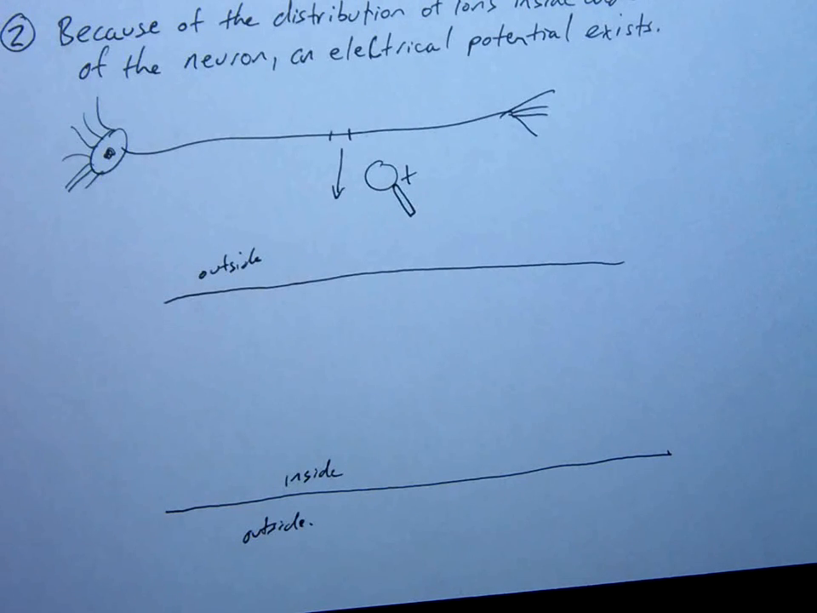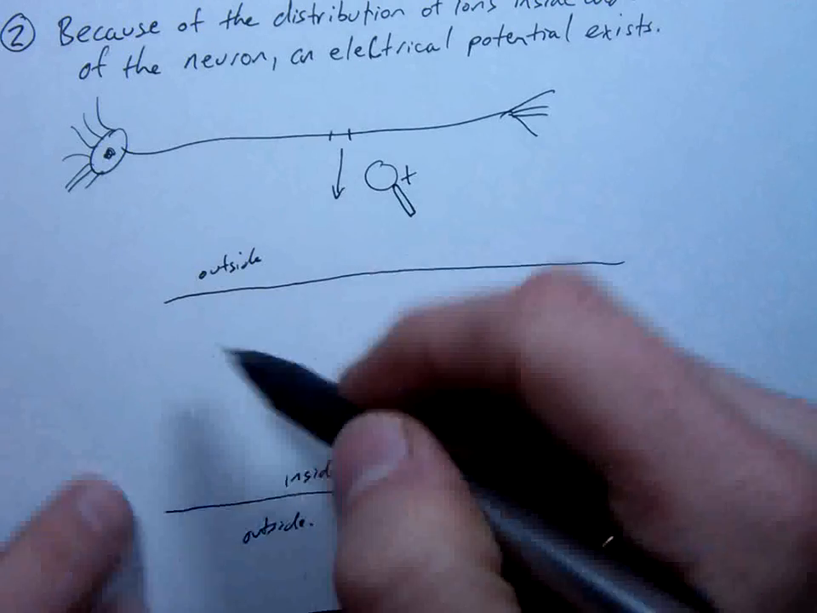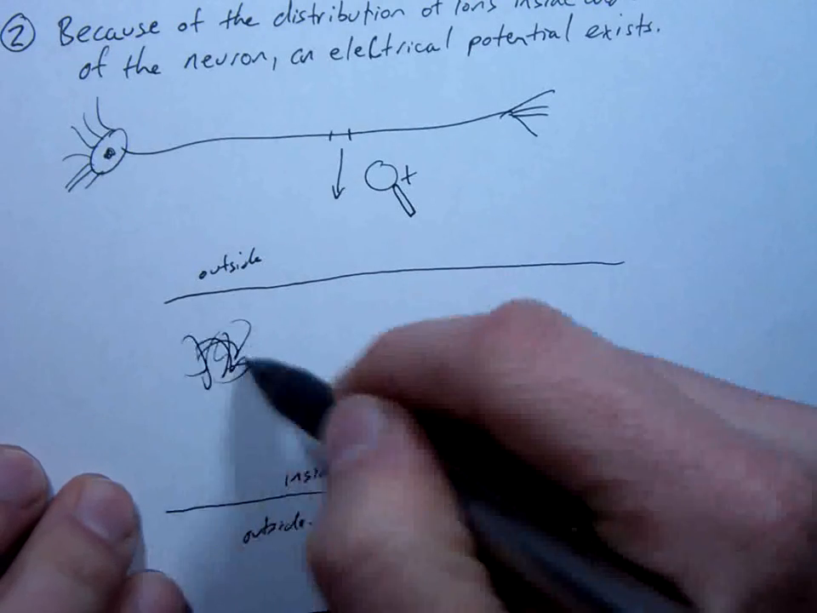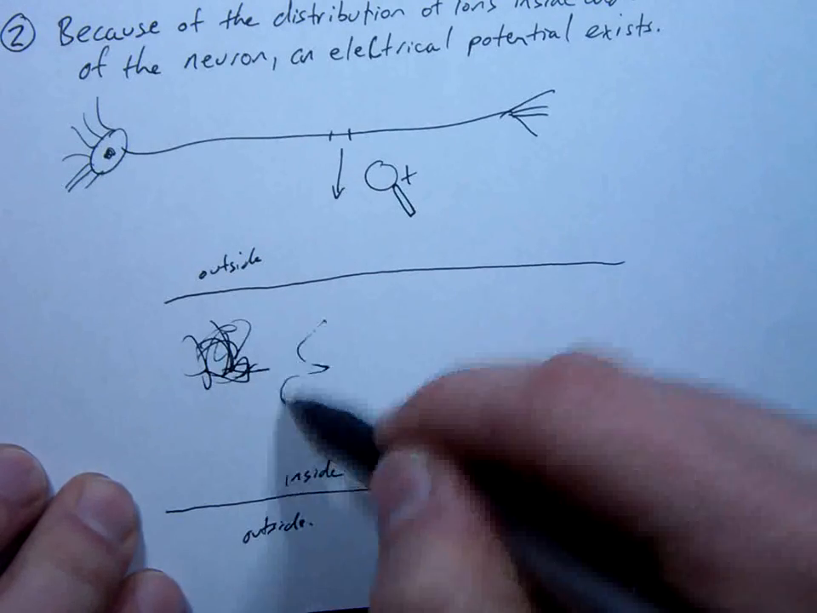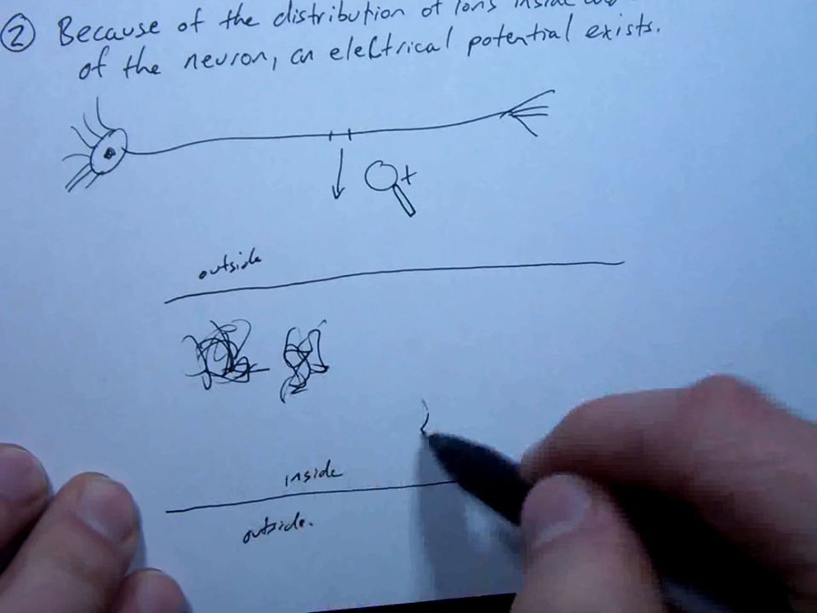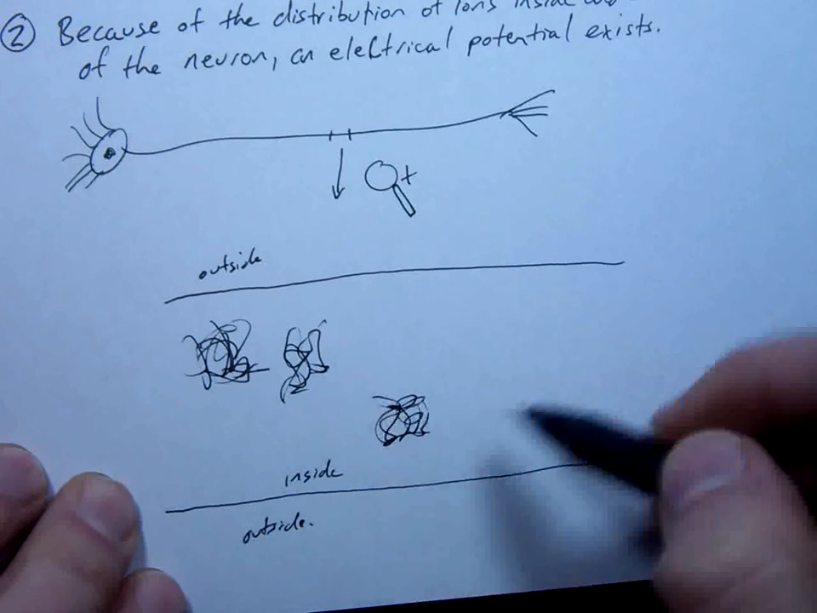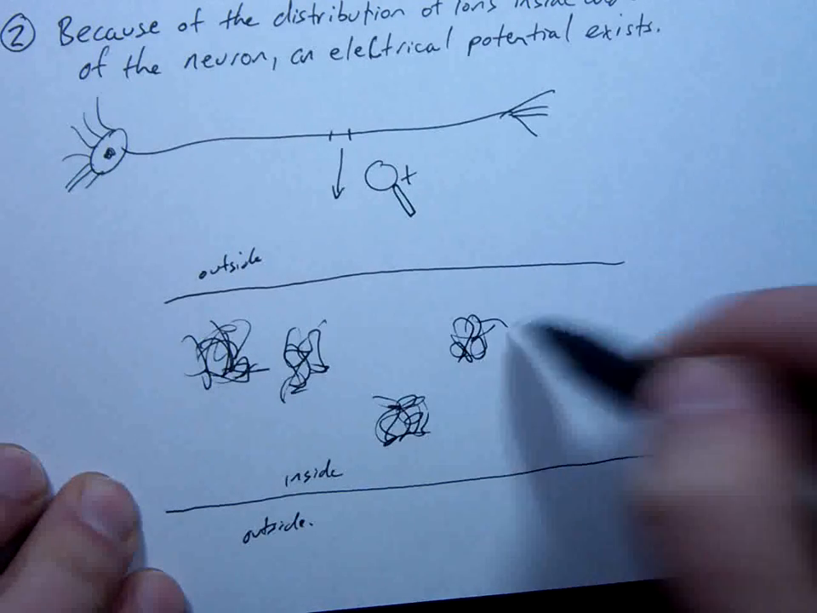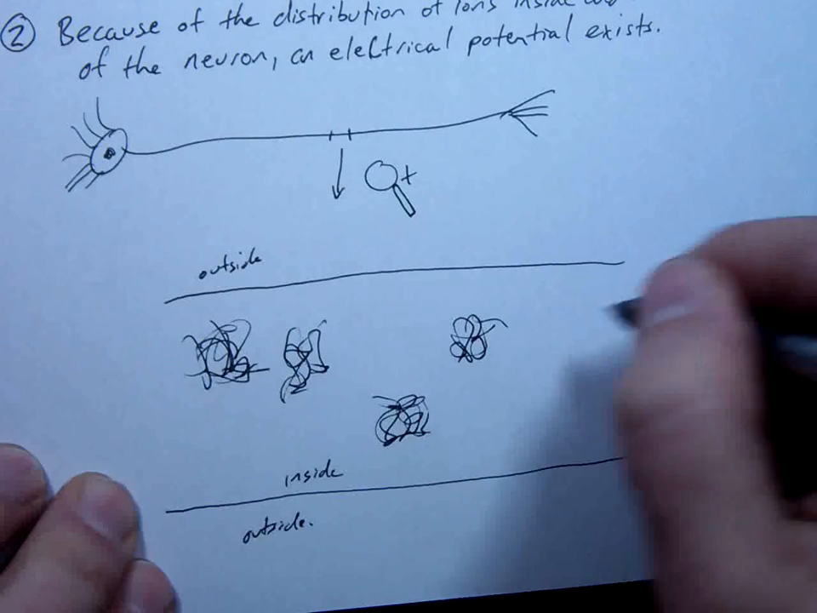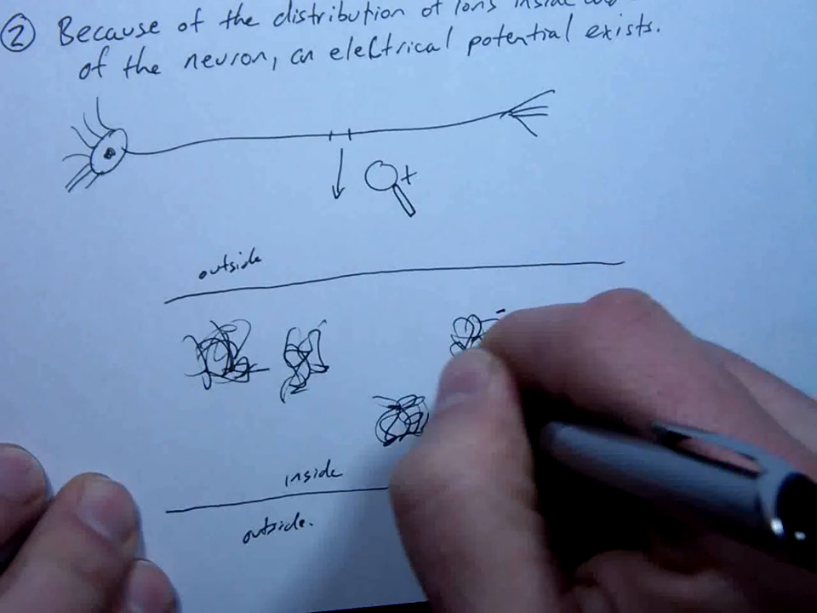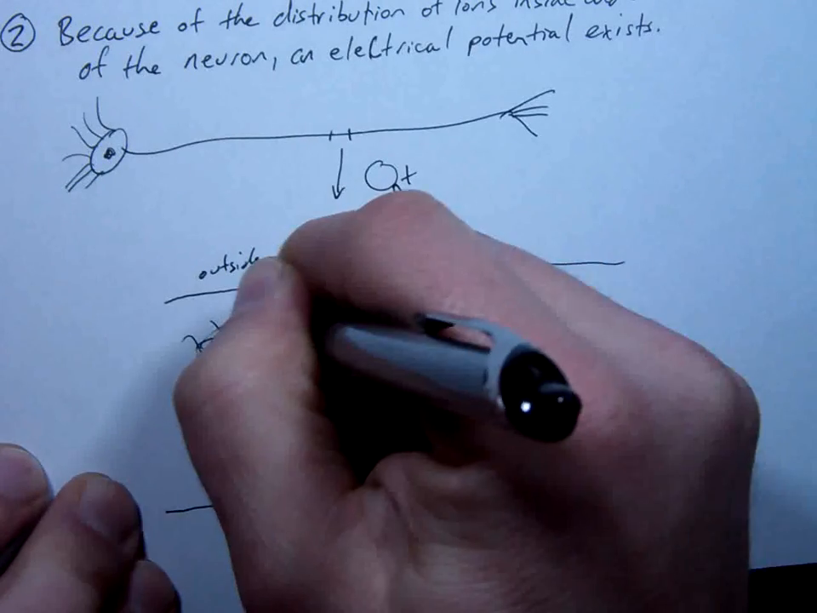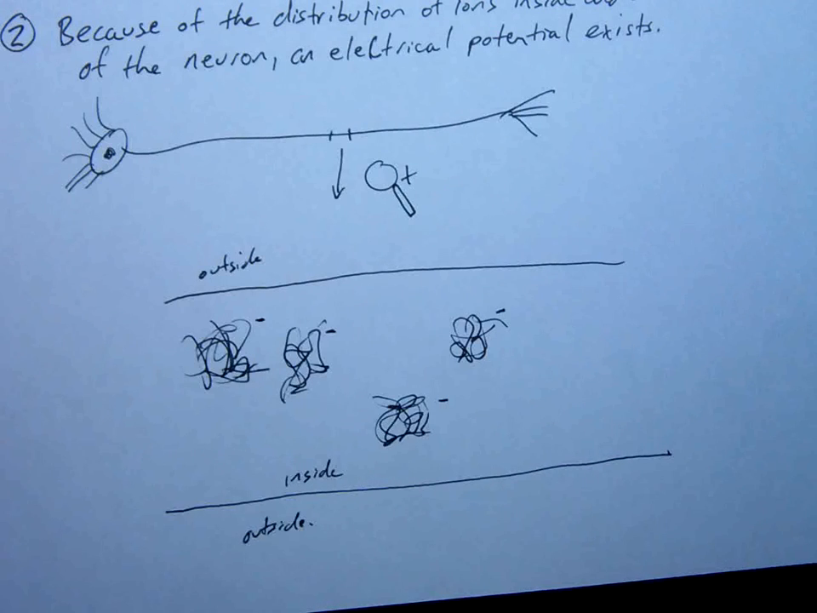Now, what's on the inside? Well, we got a bunch of these things on the inside. Remember what those are? Those are proteins. These proteins, ladies and gents, are negatively charged. Now, again, this is not to scale. I just want to show you. In fact, none of these things are going to be to scale because the size would be pretty jacked.